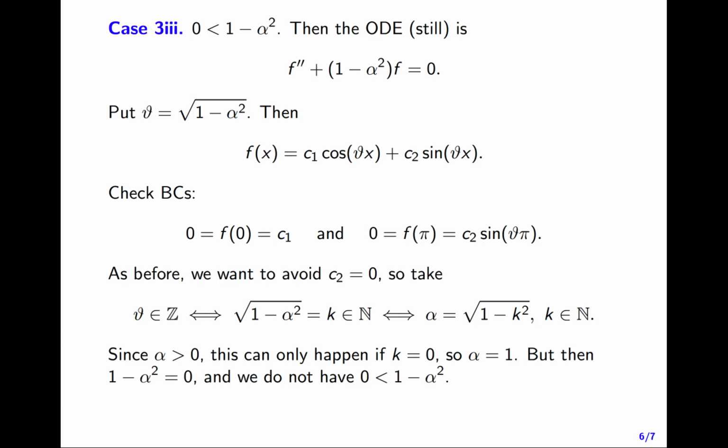But that means that 1 minus alpha squared equals 0, and then we wouldn't have 0 less than 1 minus alpha squared as assumed at the top of the slide. So we get a contradiction, and the only possible course of action is to take C2 equals 0. So yet again, the only solution is trivial.